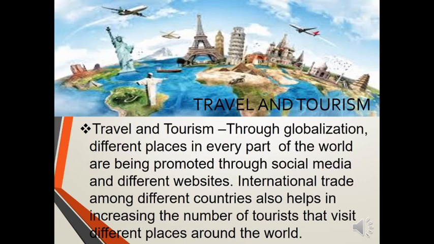Another one is travel and tourism. Through globalization, different places in every part of the world are being promoted through social media and different websites, and of course through the use of technology. International trade among different countries also helps in increasing the number of tourists that visit different places around the world.